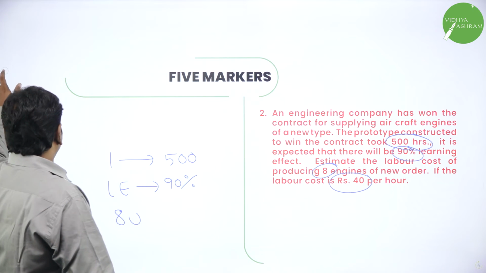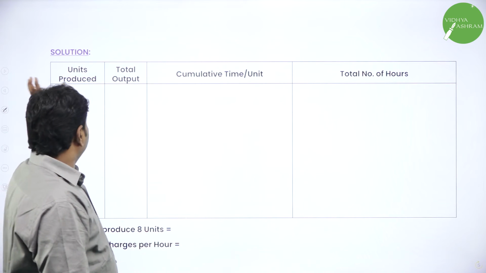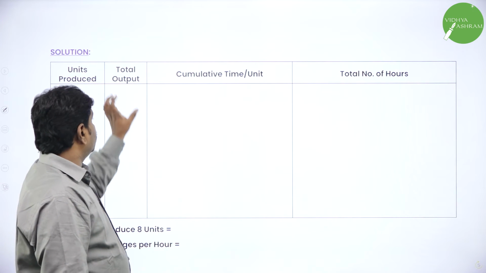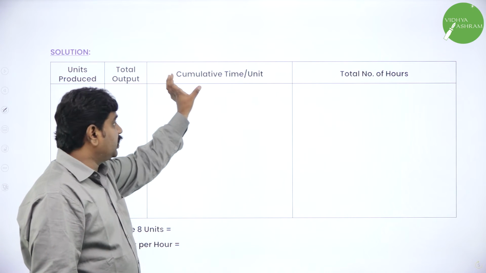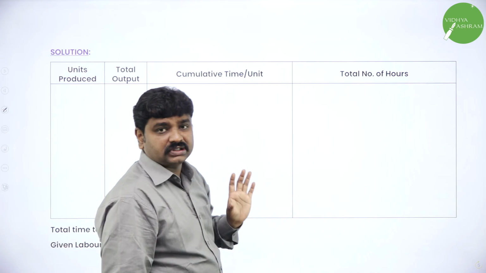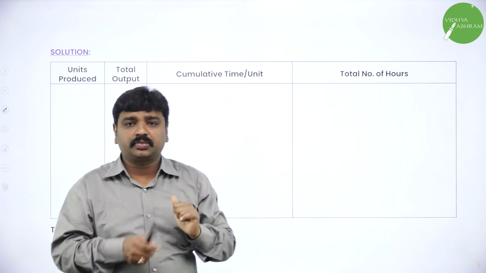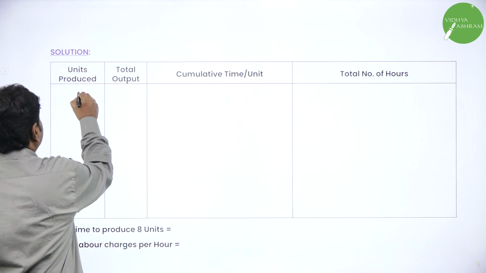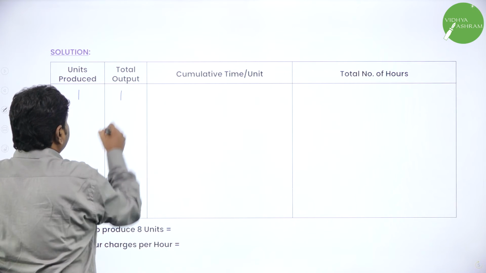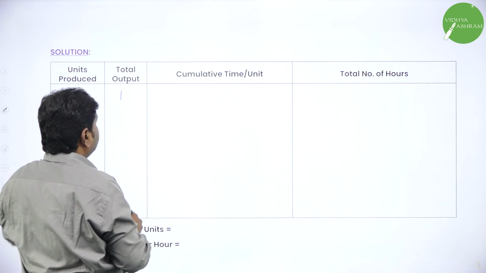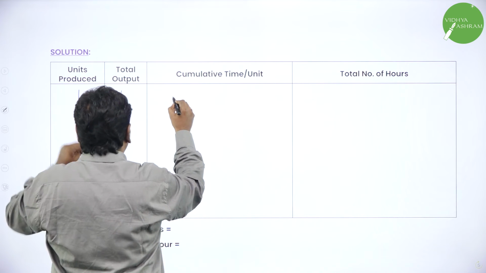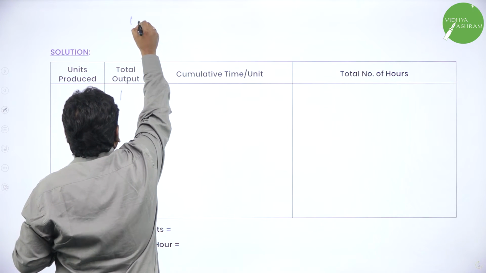So again we'll construct the table. What are the table entries? Units produced, total output, cumulative average time per unit, number of hours. Please remember the heading. First is units produced. First we will produce 1 unit. So my output is also 1, and I should add this and put it here. And cumulative time for first unit, they gave first unit takes 500 hours.